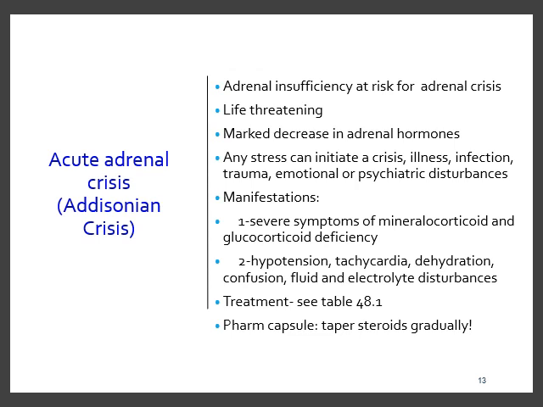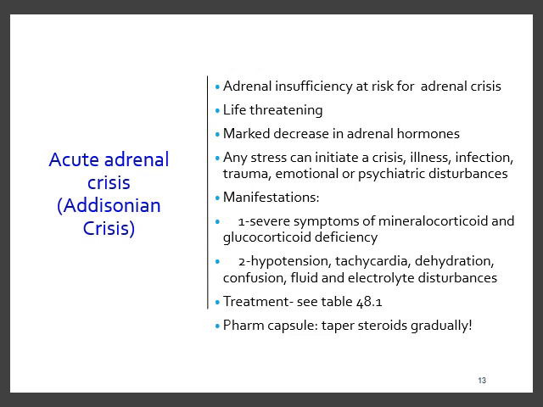Okay. So now there's another situation that's in your book. It's on page 940, important to know here: acute adrenal crisis, Addisonian crisis. So adrenal insufficiency puts you at risk for adrenal crisis. Whenever you have adrenal insufficiency, you're going to be at risk for this crisis. It can be life-threatening. It's a marked decrease in adrenal hormones.